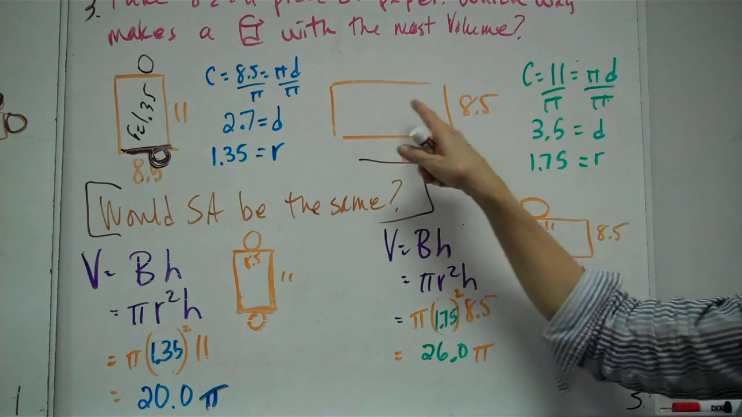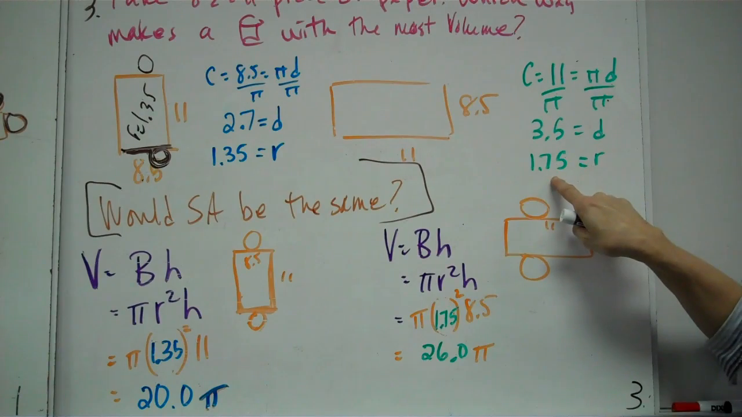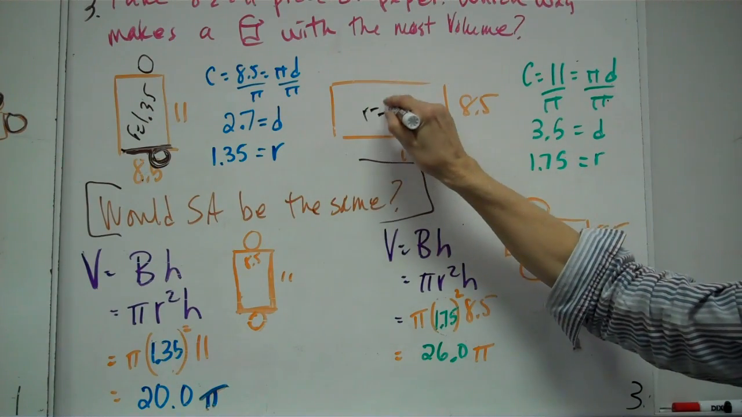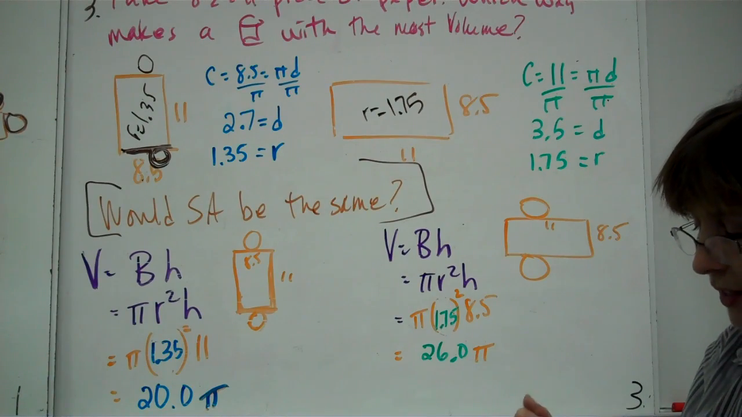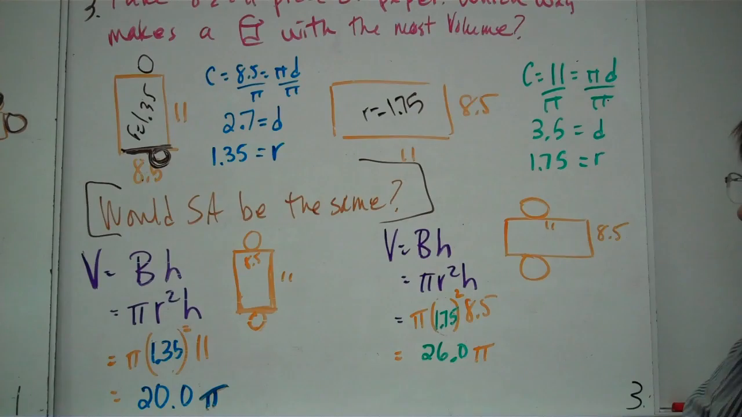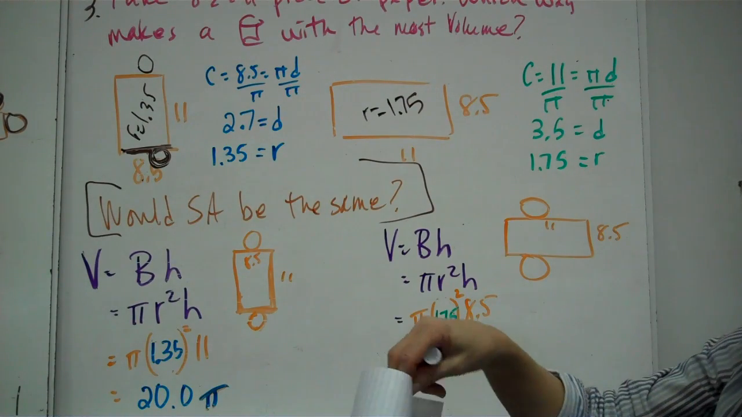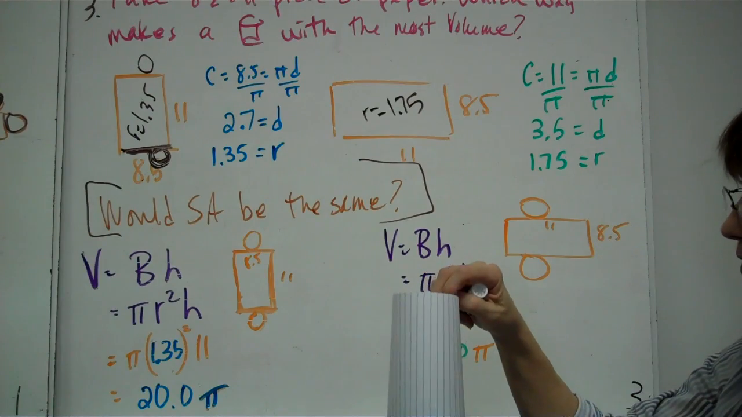I did the same thing with this one. 11 was my circumference, so I found d, and then I divided it by 2. So my radius here is 1.75. All right? So of course you know that the radius, if I made it like this, would be smaller, because a smaller circle is formed than if I put the paper like this.